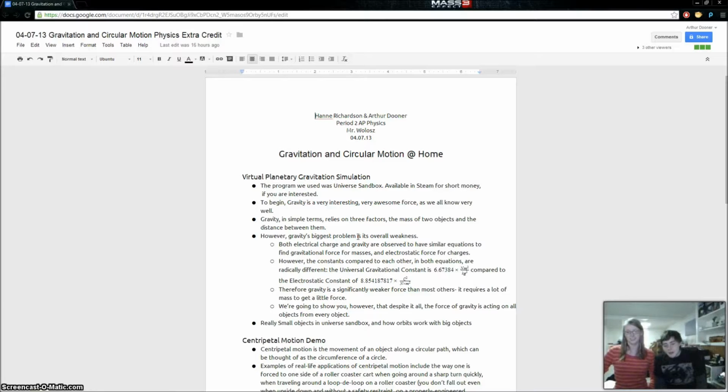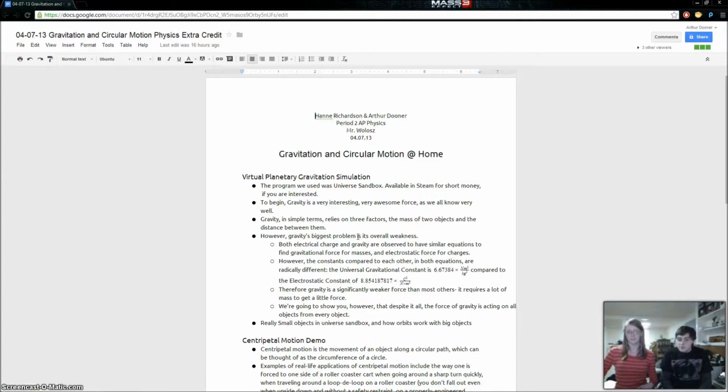So, gravity is a pretty awesome force. It's one of the four fundamental forces, and it basically holds everything together. It's the reason why we're on this planet. It's the reason why life can exist. It's necessary to the rest of the forces to allow for life and other conditions to be brought about.